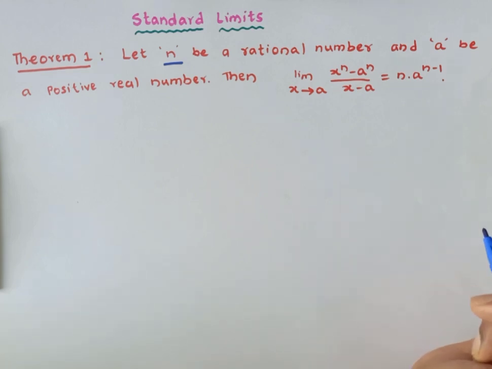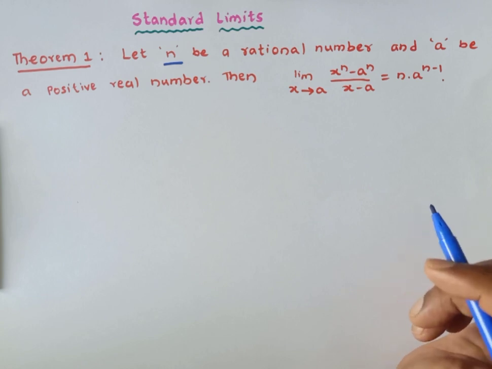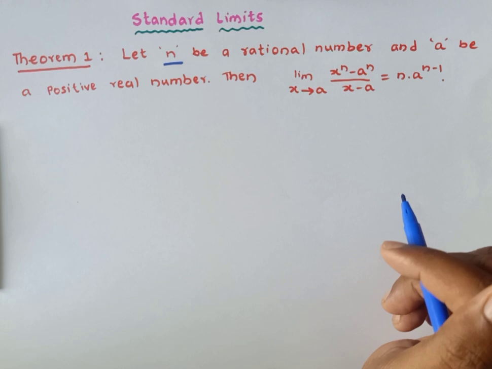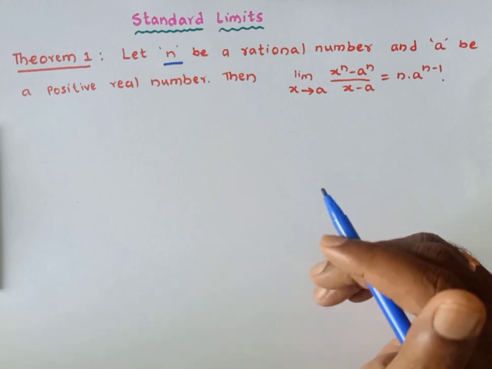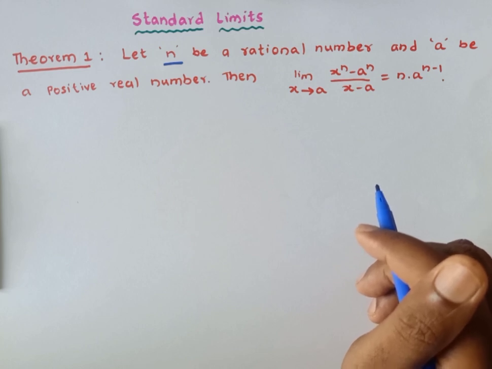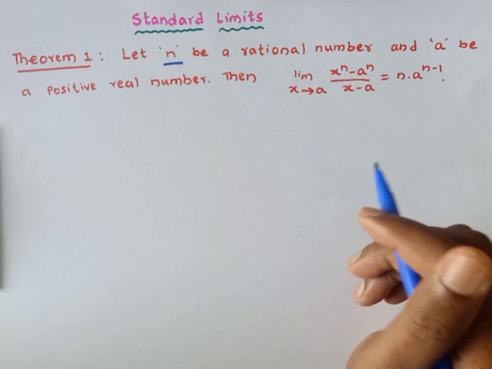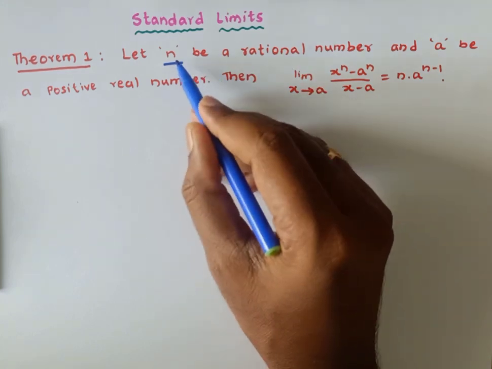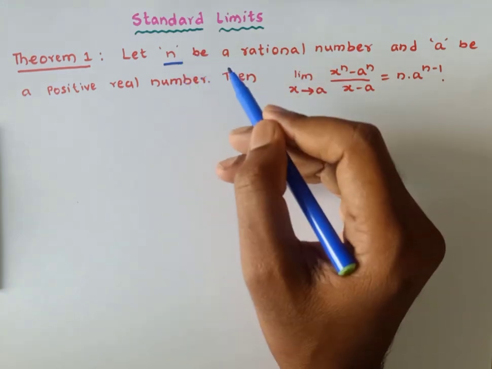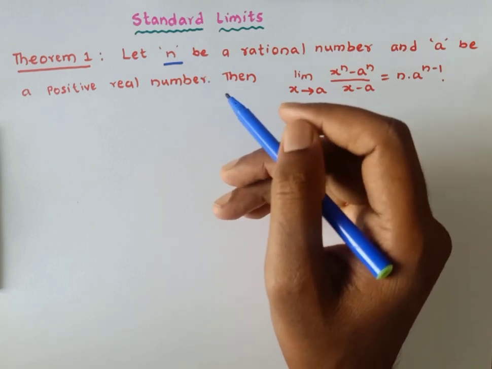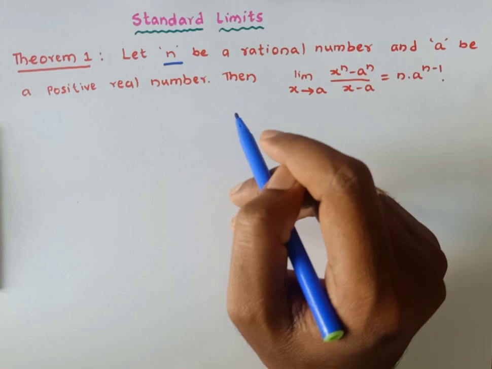A rational number means it may be in the form of p by q. Before that, it may be an integer also, which contains positive values, negative values, and 0 also. So here we shall prove this theorem in each of those cases, like n is a negative value, n is a positive value, and n may be 0. Then finally n is a rational number.